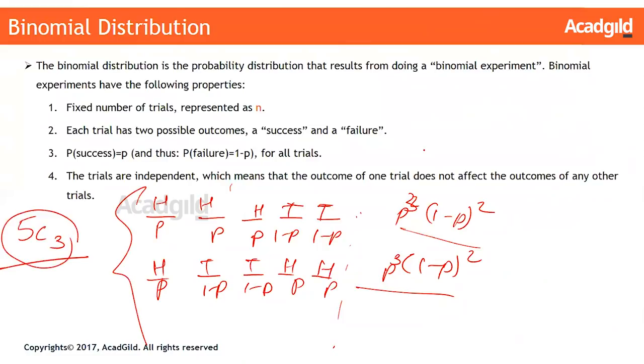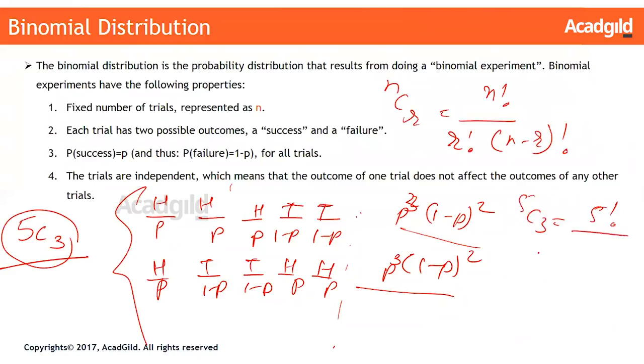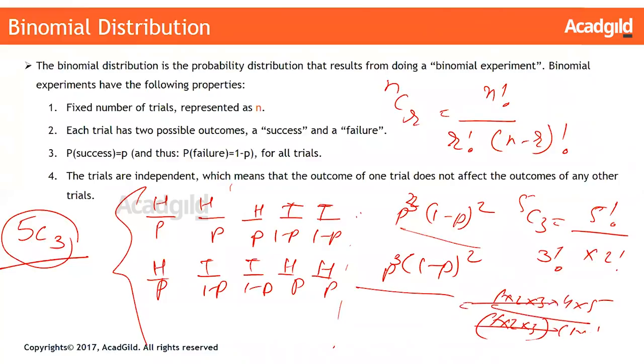How do I calculate NCR? NCR is given by factorial N divided by factorial R times factorial N minus R. So 5C3 is factorial 5 divided by factorial 3 times factorial 2, which I can write as 1 into 2 into 3 into 4 into 5 divided by 1 into 2 into 3 for factorial 3 times 1 into 2 for factorial 2. This 3 gone. 2 2s are 4, 2 5s are 10.